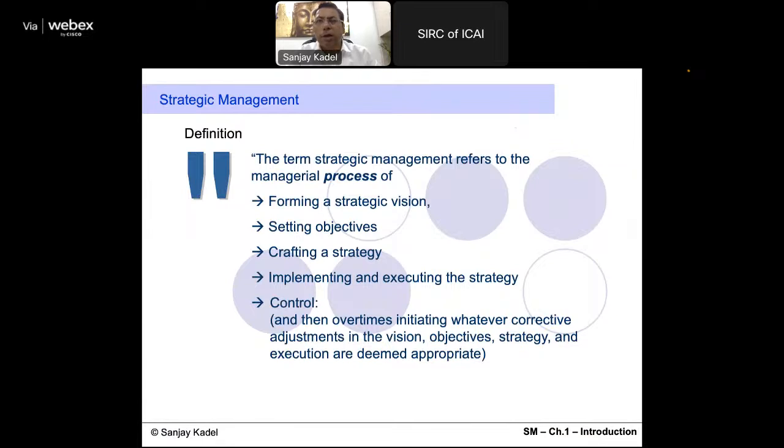So sometimes, rarely, your objectives may be flawed. Maybe you have set some very high level objectives which are unrealistic. You may have to rebalance your objectives, and very rarely, in fact, it is very impractical that you may have to change your vision. So control has to be exercised. In effect, the term strategic management refers to the managerial process of number one, forming a strategic vision, number two, setting objectives, number three, crafting a strategy, number four, implementing and executing the strategy, and number five, exercising, carrying out control.